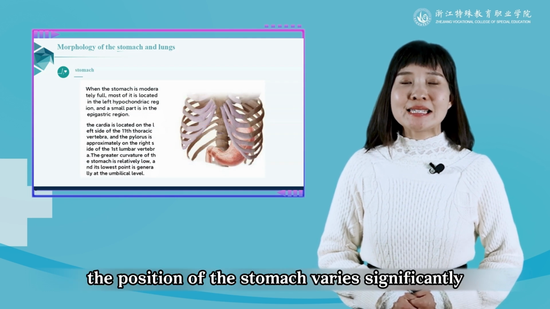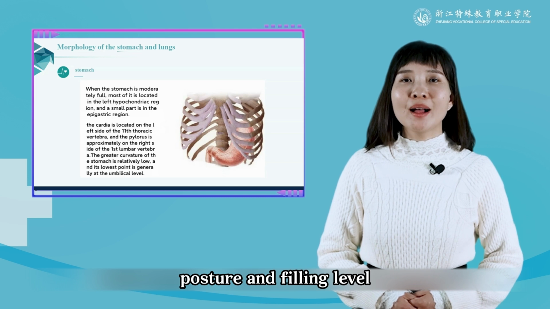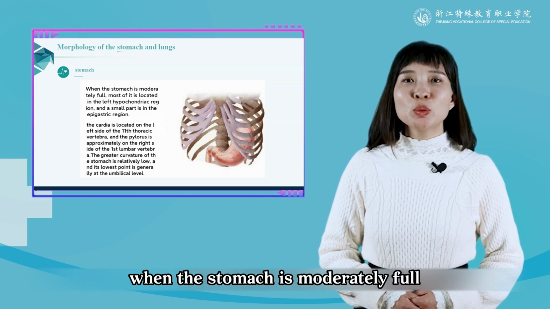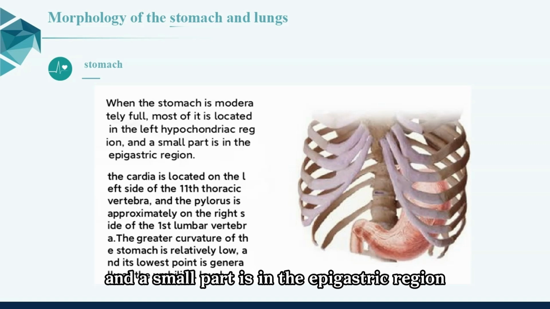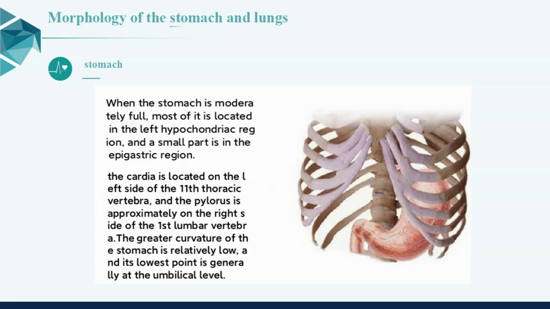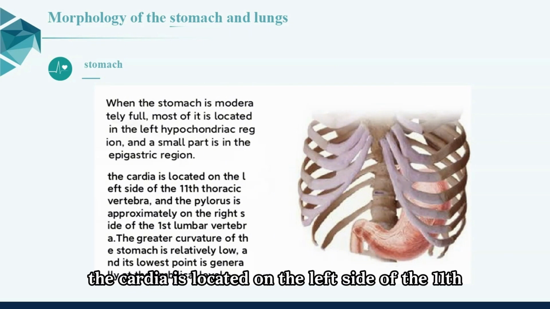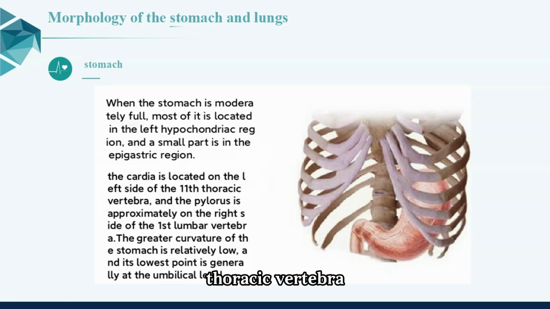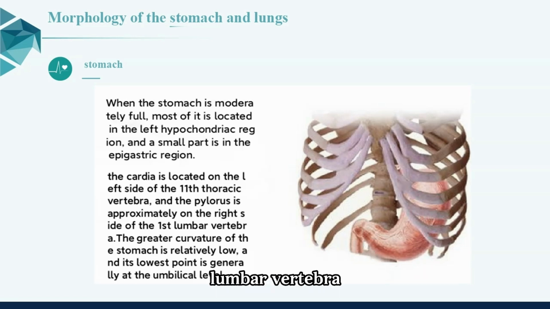1. Position of the stomach. The position of the stomach varies significantly depending on body type, posture, and filling level. When the stomach is moderately full, most of it is located in the left hypochondriac region, and a small part is in the epigastric region. The positions of the cardia and pylorus of the stomach are relatively fixed. The cardia is located on the left side of the 11th thoracic vertebra, and the pylorus is approximately on the right side of the first lumbar vertebra.